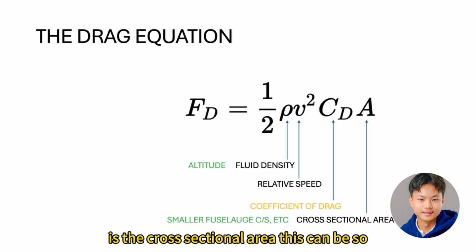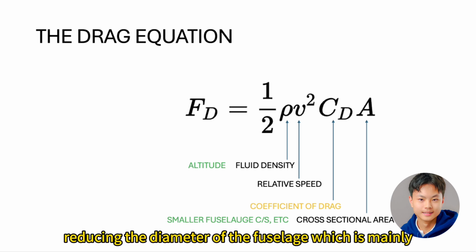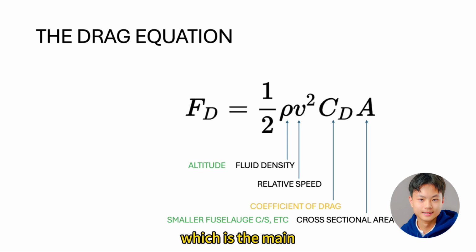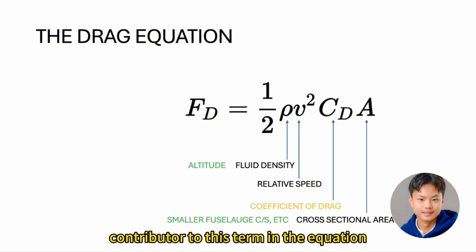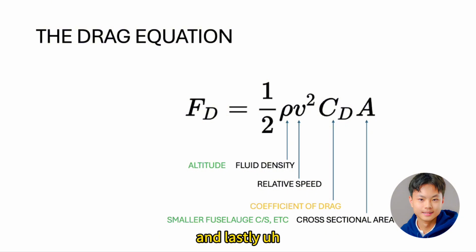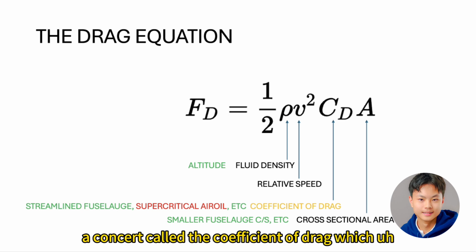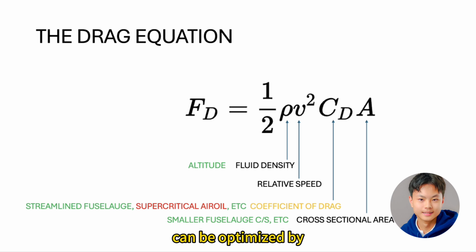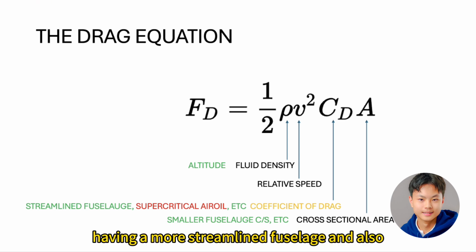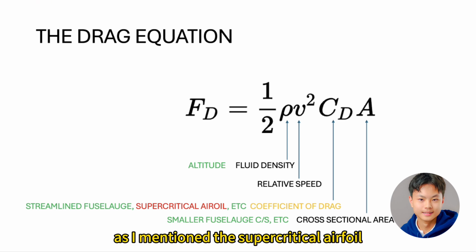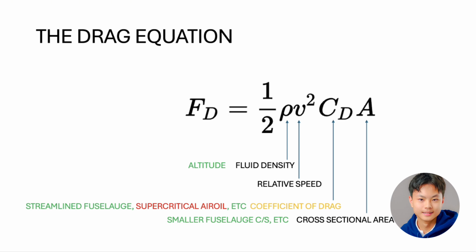This can be optimized by reducing the diameter of the fuselage, which is the main contributor to this term in the equation in most aircraft. And lastly, there is a concept called the coefficient of drag, which can be optimized by having a more streamlined fuselage and also, as I mentioned, the supercritical airfoil.